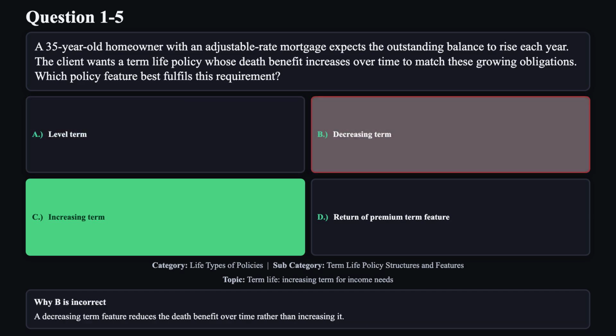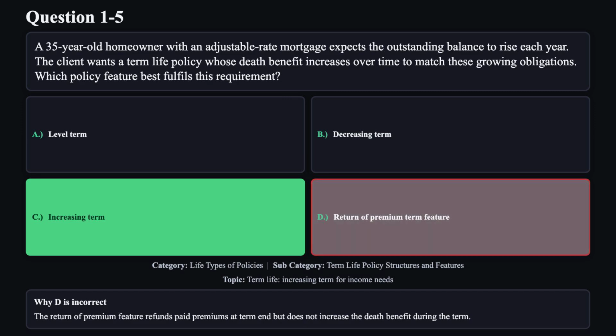Reason B is not correct. A decreasing term feature reduces the death benefit over time rather than increasing it. Reason D is not correct. The return of premium feature refunds paid premiums at term end, but does not increase the death benefit during the term.